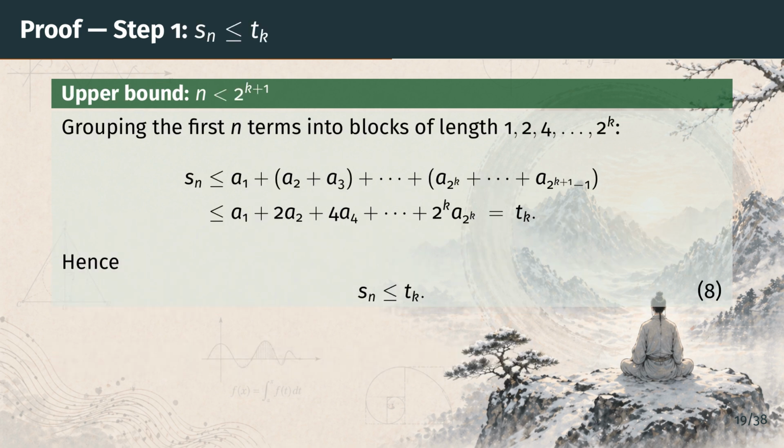Step 1. Pick any n and choose k large enough that 2 raised to the k plus 1 power exceeds n. Group the first n terms into blocks of lengths 1, 2, 4, up to 2 to the k. Inside each block of length 2 to the j, every term is at most a sub 2 to the j, since the sequence is decreasing. So the block sum is at most 2 to the j times a sub 2 to the j. Adding up all the block bounds gives exactly T sub k. This is the first half of the sandwich. S sub n is at most T sub k.